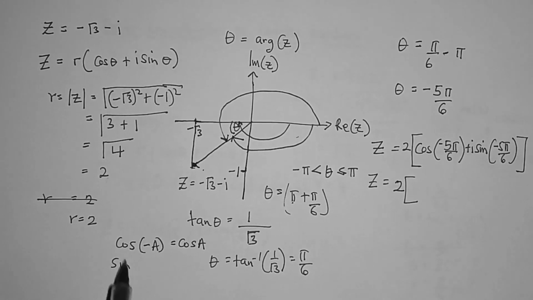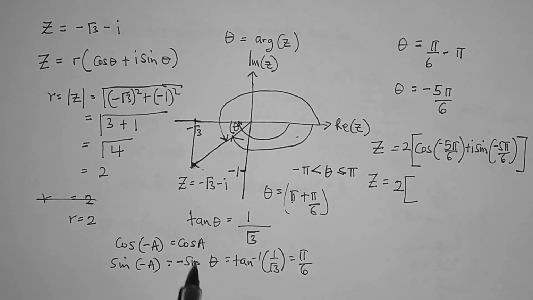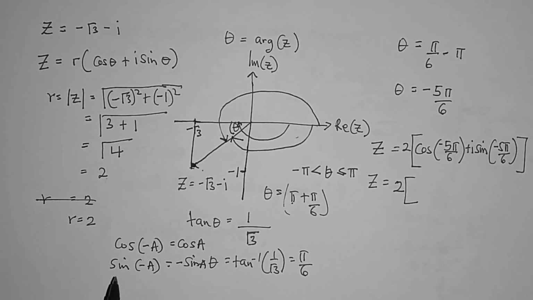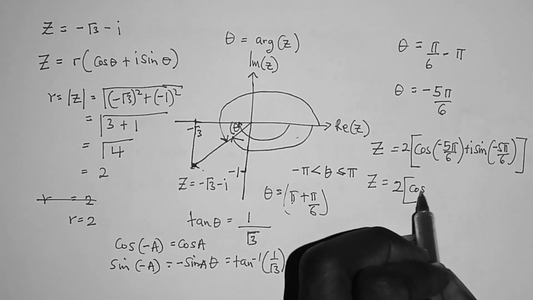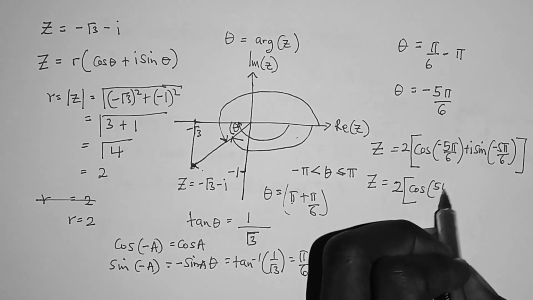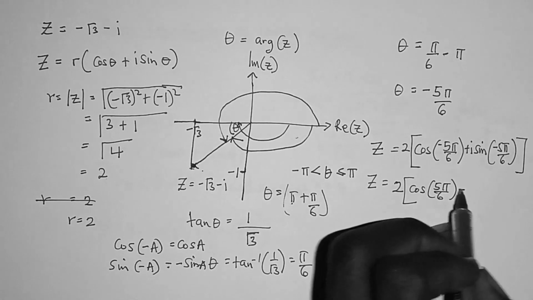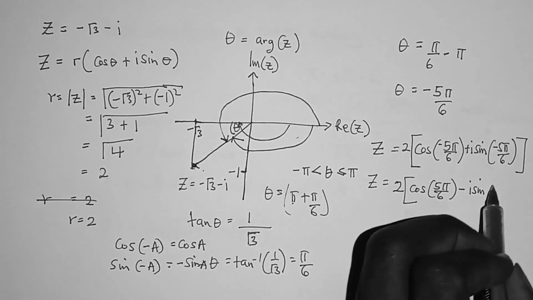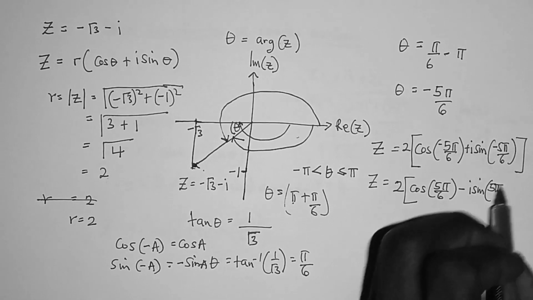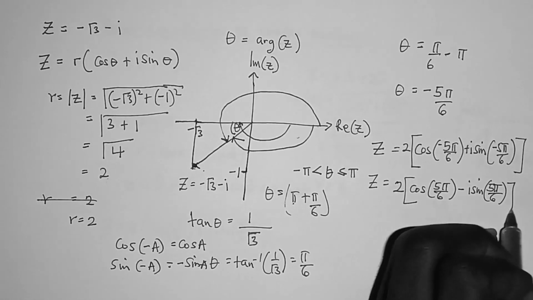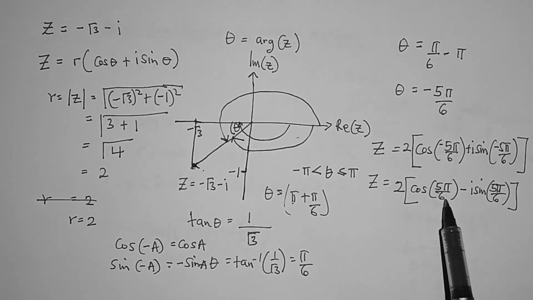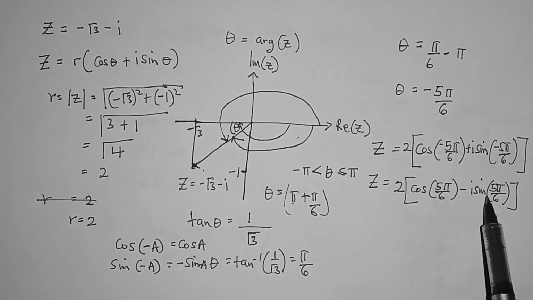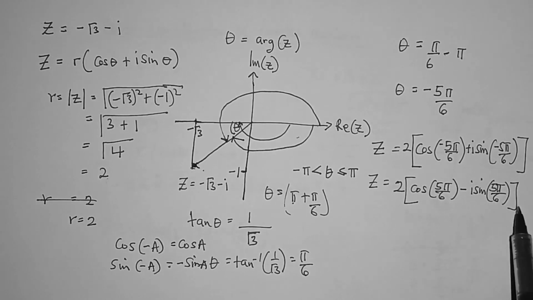However, sine minus a is equal to minus sine a, because sine is an odd function, and therefore this is equal to 2 cos 5 pi over 6 minus i sine 5 pi over 6. So it is 2 times the bracket of cos 5 pi over 6 minus i sine 5 pi over 6.